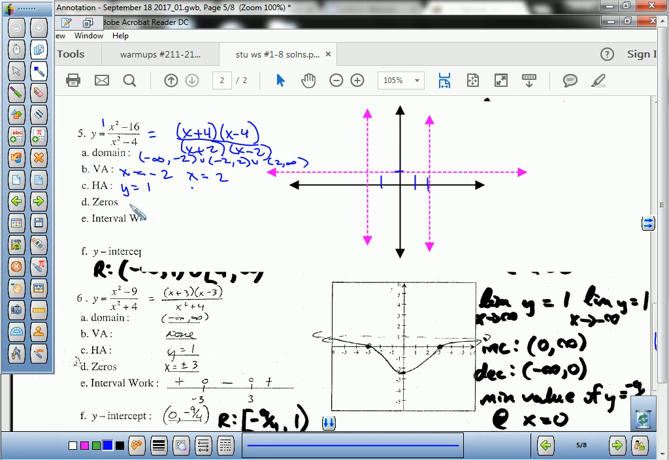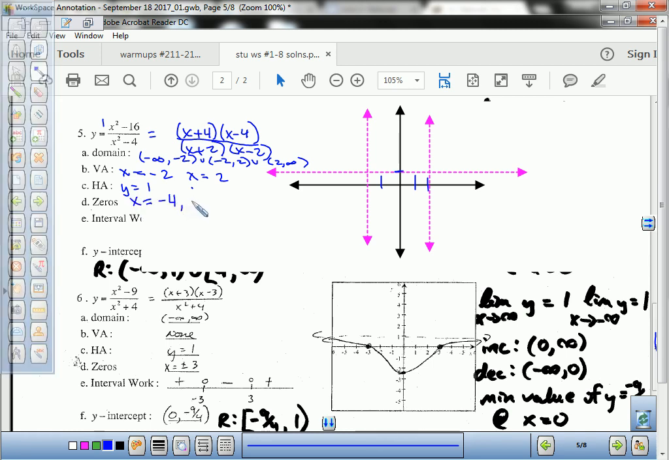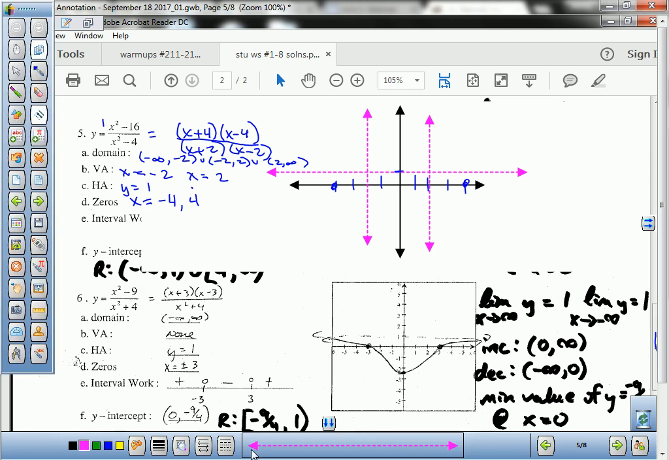Alright, zeros. Zeros come from setting the numerator equal to 0, so we have zeros at negative 4 and at positive 4. So we'll come over here, we'll put a 0. We'll come over here, we'll put a 0. Alright, interval work. Interval work is critical for letting us know where things are on the graph.